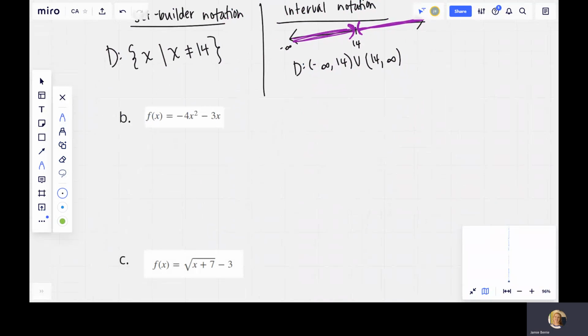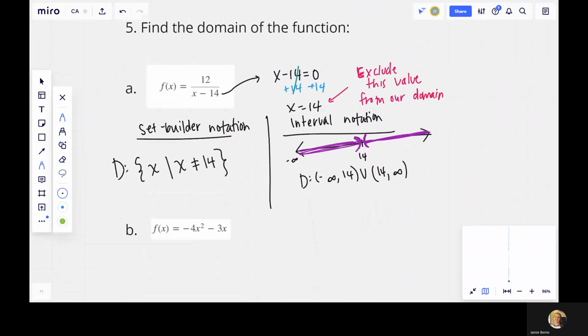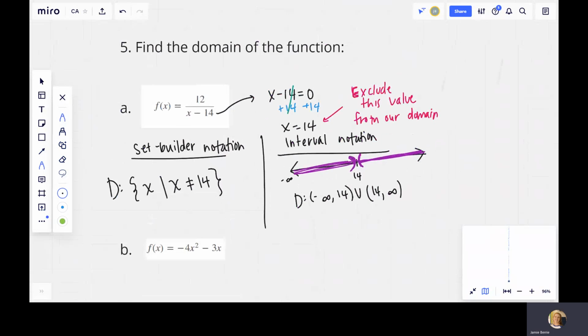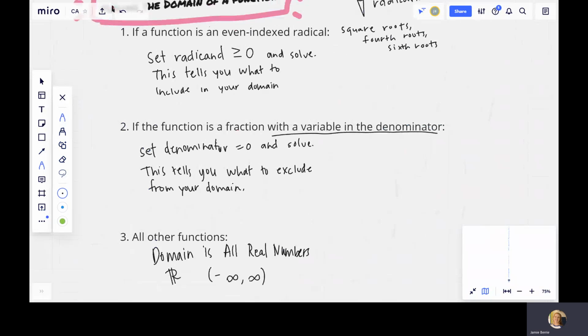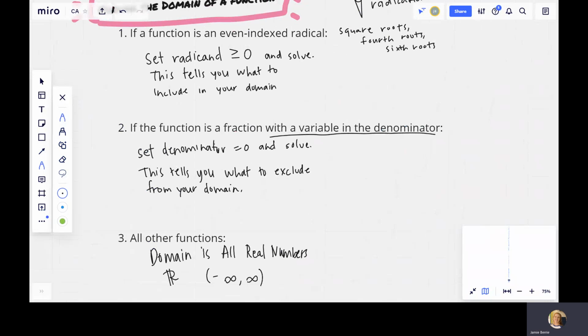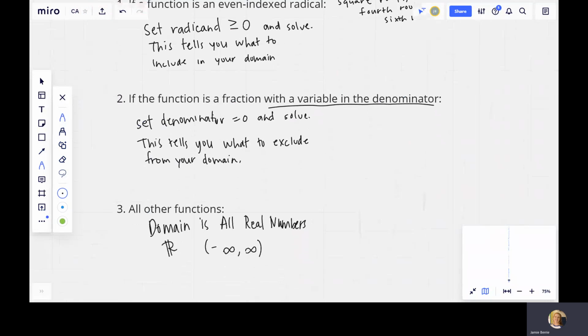All right, we have a couple more here. Part B says f of x equals negative 4x squared minus 3x. Now, let me tell you, the most common mistake I'll see people do here is they'll set this equal to 0 and try to solve it. Remember, you're only doing that for fractions that have variables in the denominator. Remember these rules. It told us that the only time we have to worry is if we have a function that is an even indexed radical, or if we have a function that's a fraction with a variable in the denominator.